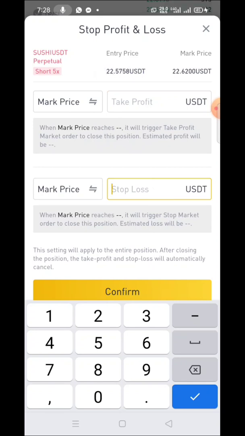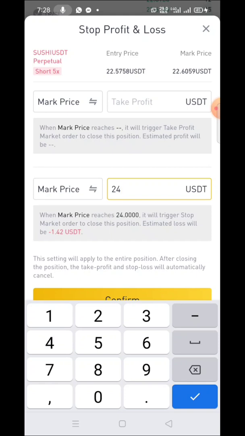Always put your stop loss above your entry point. Why am I saying above your entry point? If you enter at 22 and you've now made up to like $25, come back to the stop loss and make it, let's say, 24. Set your stop loss to 24.